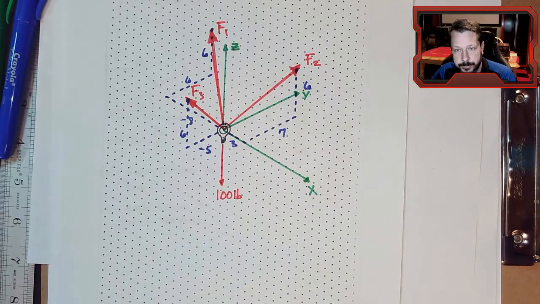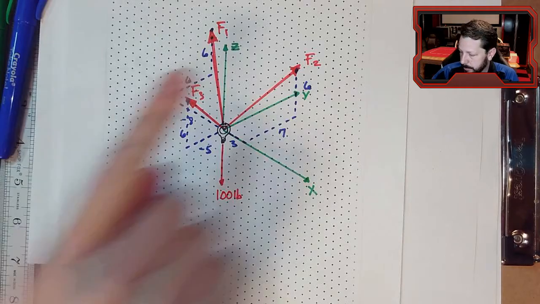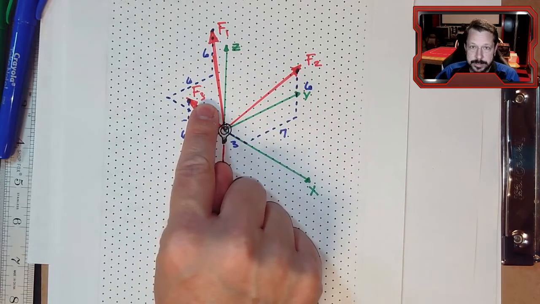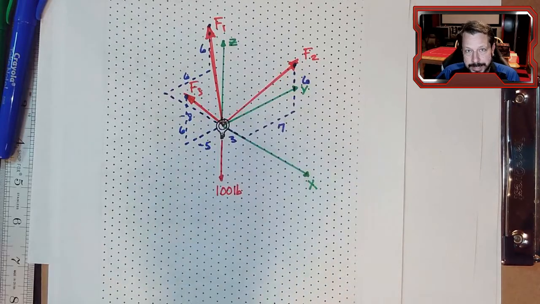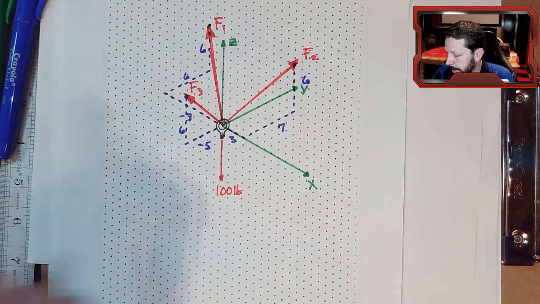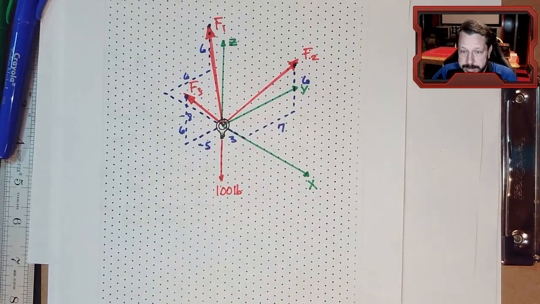3 equations. We have the summation of forces in the x direction equals 0, the summation of forces in the y direction equals 0, and the summation of forces in the z direction equals 0. So we have 3 equations. We have 3 unknowns, F1, F2, and F3. So that's good if we have 3 unknowns and 3 independent equations that are related to those unknowns. And we're going to have to solve this simultaneously.